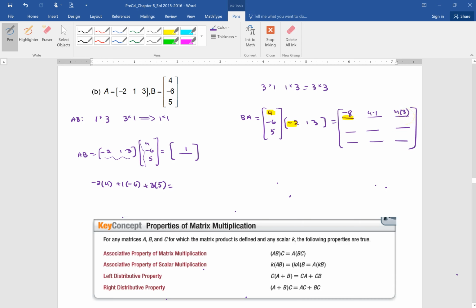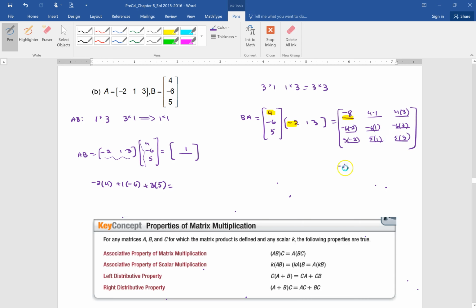Now it's row 2, column 1, negative 6 times negative 2. Row 2, column 2, negative 6 times 1. Row 2, column 3, negative 6 times 3. Row 3, column 1, 5 times negative 2. Next, it's 5 times what? 1. And then 3. 5 times 3.